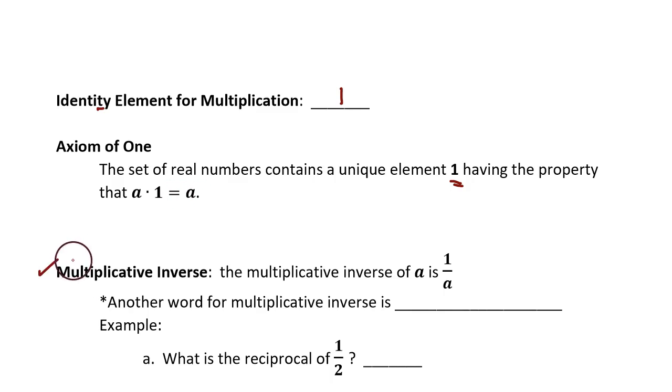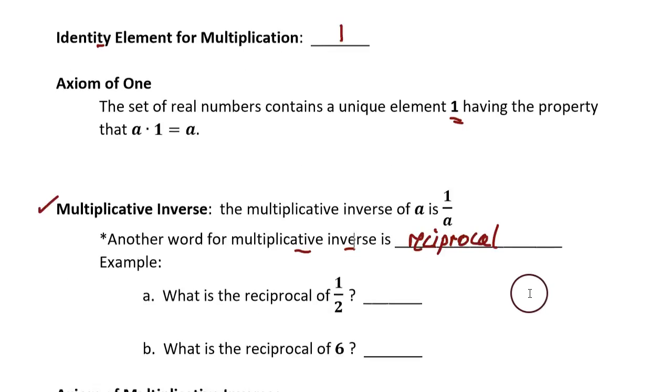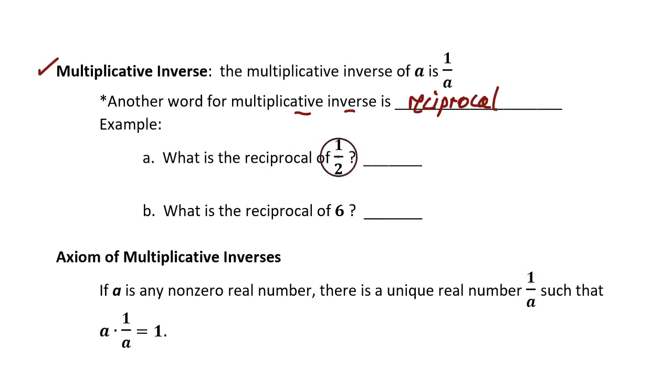Next, let's define multiplicative inverse. The multiplicative inverse of any number A is 1 divided by A. Another word for multiplicative inverse is reciprocal. So in Algebra 1, you may have used the words multiplicative inverse, or maybe you used the word reciprocal. Here are some examples. What is the reciprocal of 1/2? Well, what is 1 divided by 1/2? It's 2. What is the reciprocal of 6? That's 1 divided by 6, or 1/6?